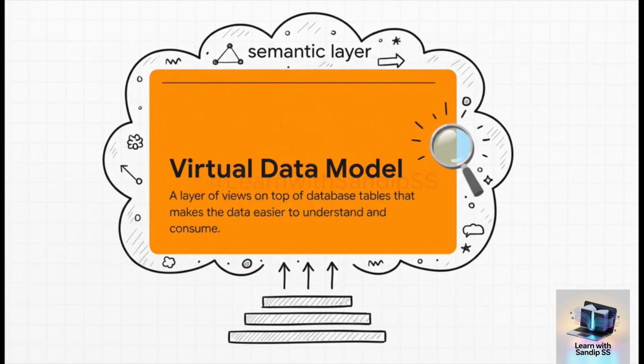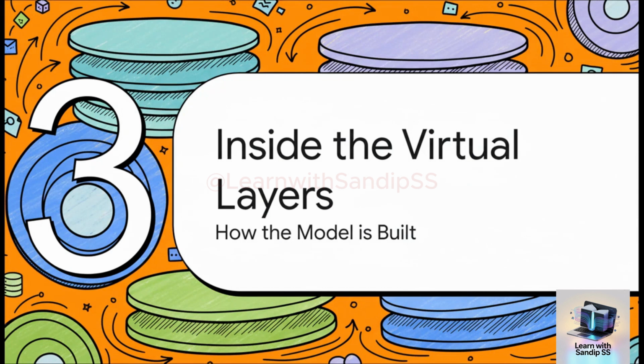And this whole new approach is made possible by something called the virtual data model. The easiest way to think about it is like an intelligent, semantic layer that sits between you and all those raw, messy database tables. Its one and only job is to translate that technical jargon into business-friendly, easy-to-understand information. So what's this virtual data model actually made of? Well, it's not just one single thing. It's really a series of layers, and each one has a very specific job to do. So let's peel back those layers and see how this all clicks together.